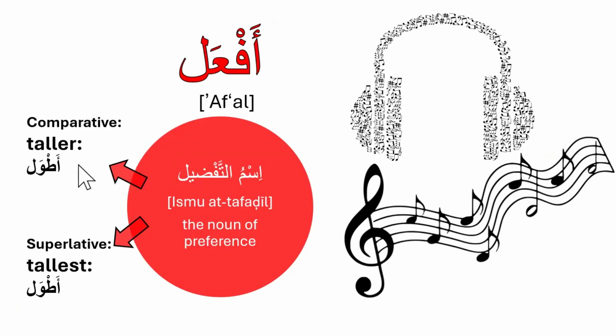Keep in mind in Arabic, أطول means taller and at the same time tallest. In English, you change the suffixes, you add ER or EST, and then you can tell whether it's comparative or superlative. But in Arabic, it's the same, and we can tell from the sentence. So I'll show you.